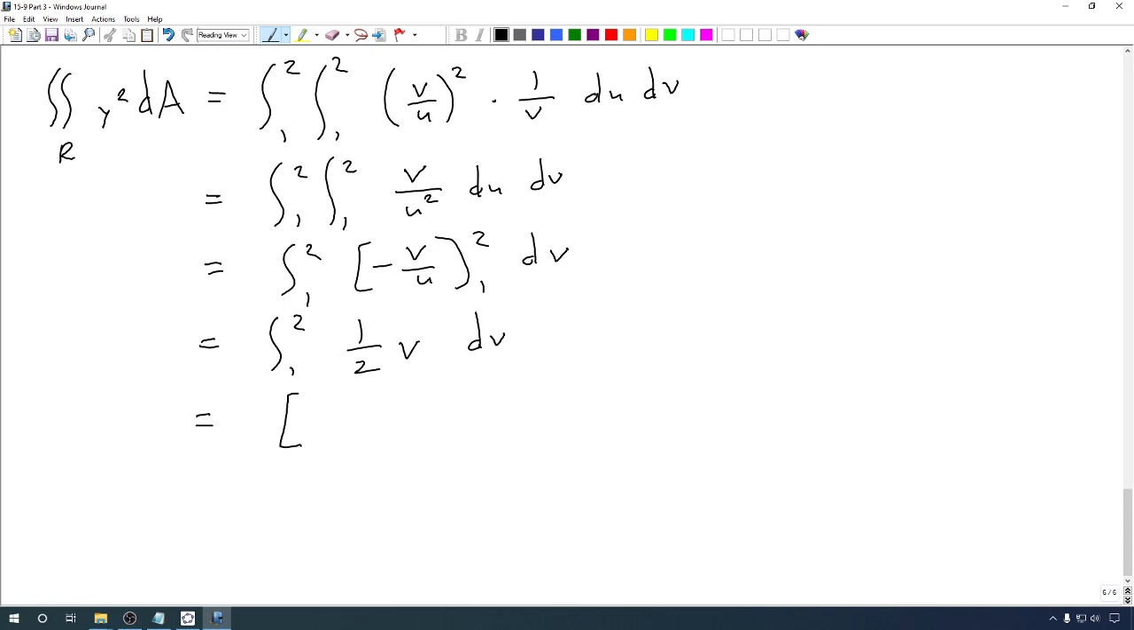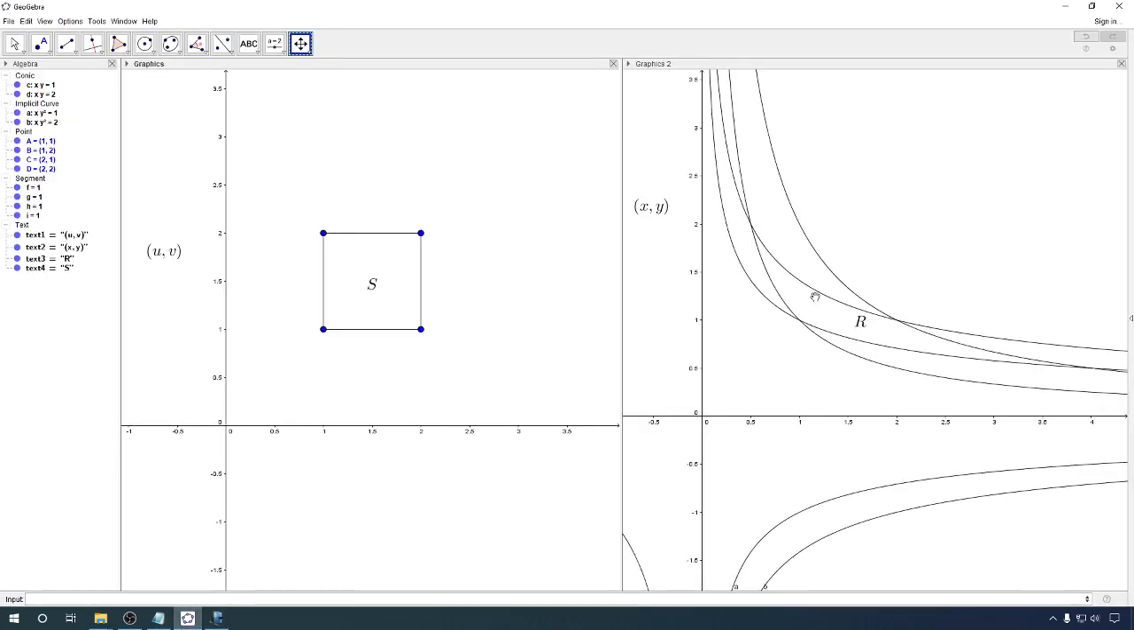Integral of 1/2 v is going to be a 1/4 v squared. Still going from 1 to 2. Plug in 2, we get 1/4 of 4, so we get a 1, minus 1/4 of 1, and so ultimately 3/4. That is the integral of y squared over this really weirdly shaped R.